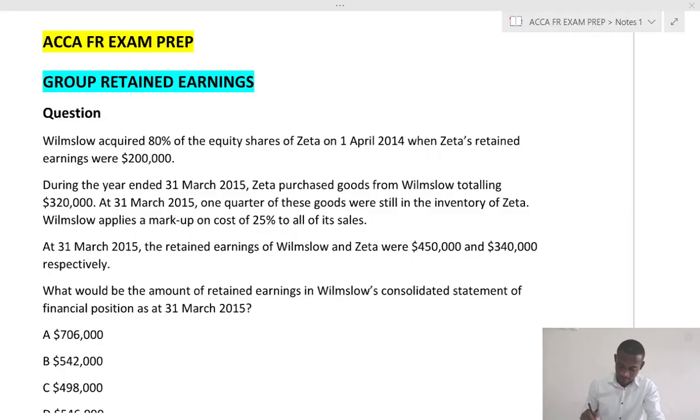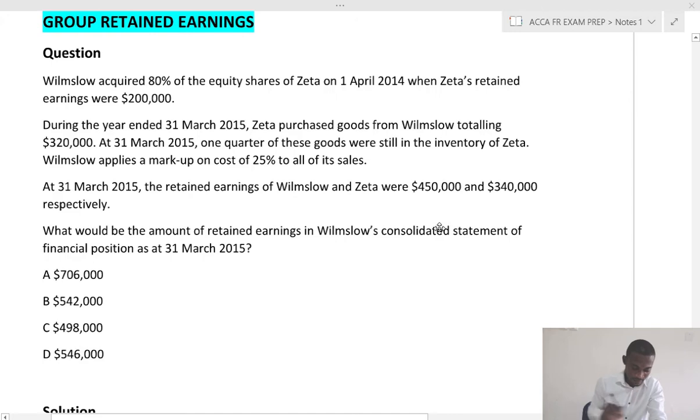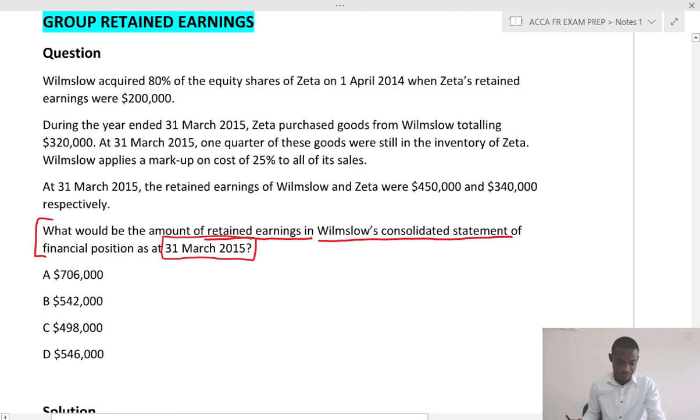My name is Adam. In this video, I'll be taking you through how to adjust the consolidated retained earnings, or what we call the group retained earnings. Let's look at the question. We have the requirement. It says: what would be the amount of retained earnings in Winslow's consolidated statement of financial position as at 31st March 2015? Now let's see the details.